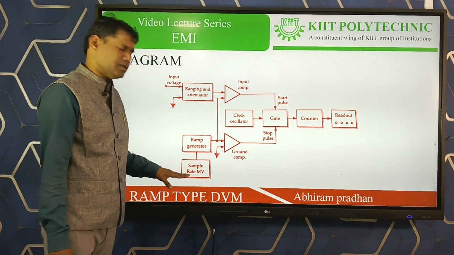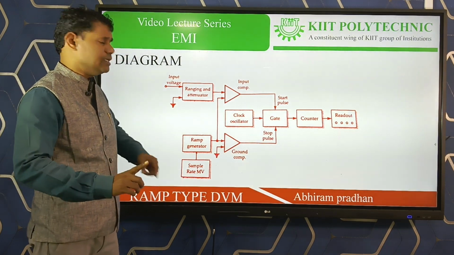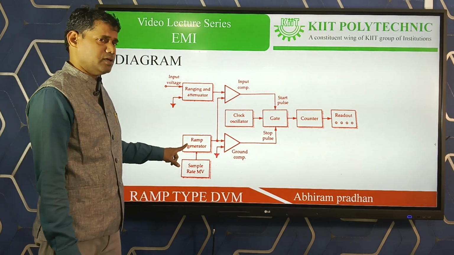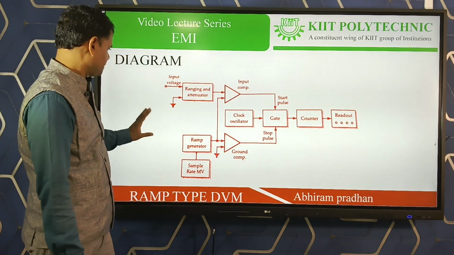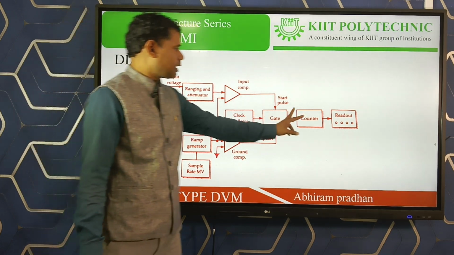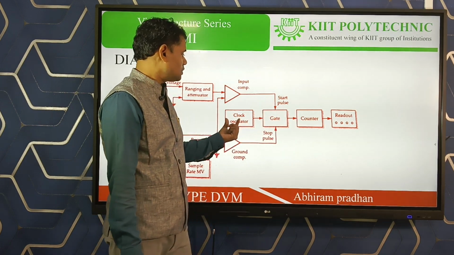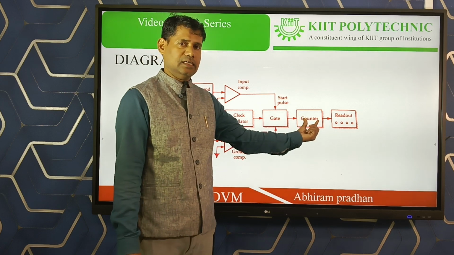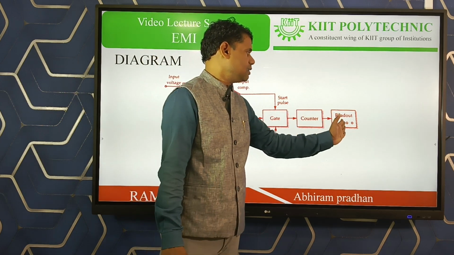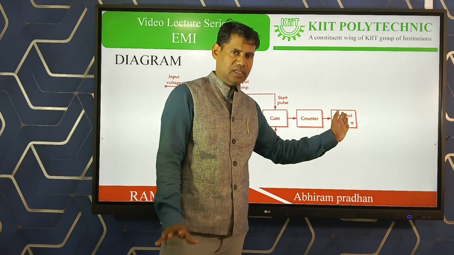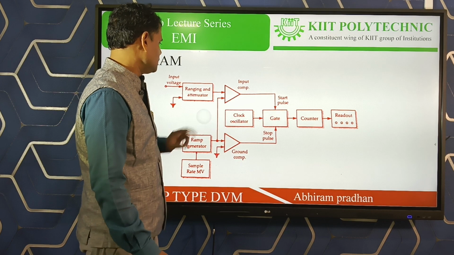What is the work of the sample rate multivibrator? The sample rate multivibrator provides an initiating pulse to the ramp generator, which again generates the ramp signal. Then the counter counts the time duration for which the oscillating signal reaches the counter. The counter gives the counting pulse, and this is in a readout. It is shown in digits in a readout device or display device, as you may say.